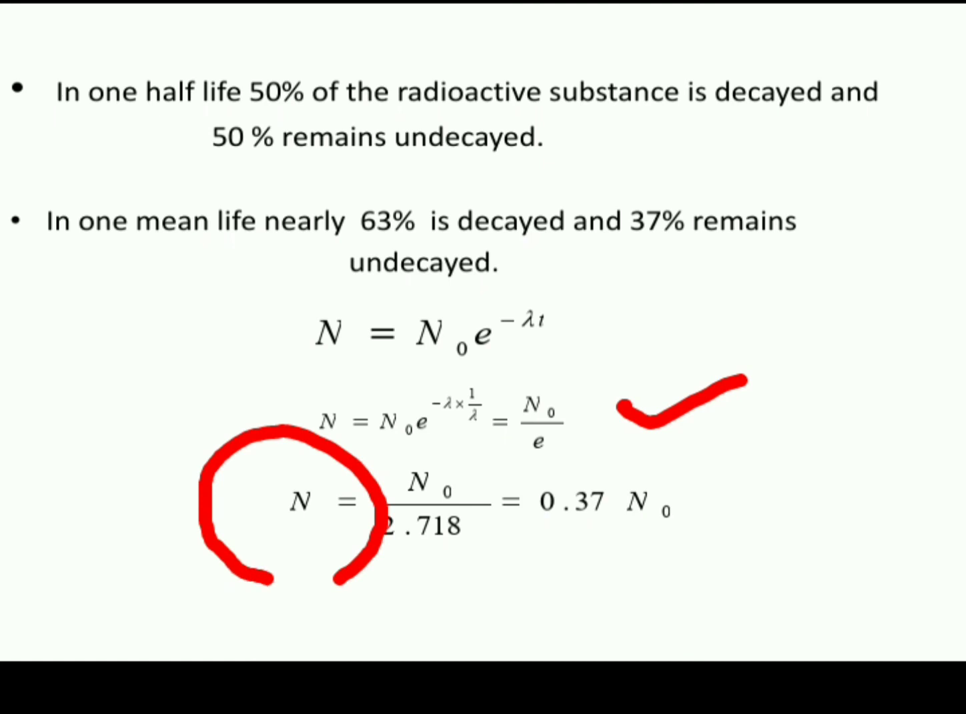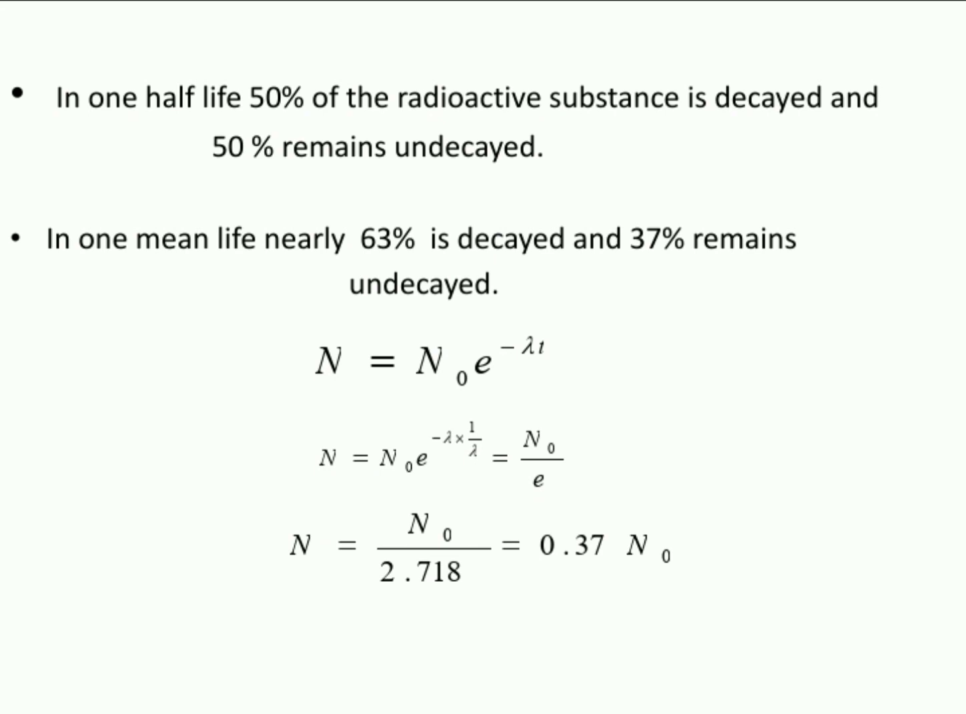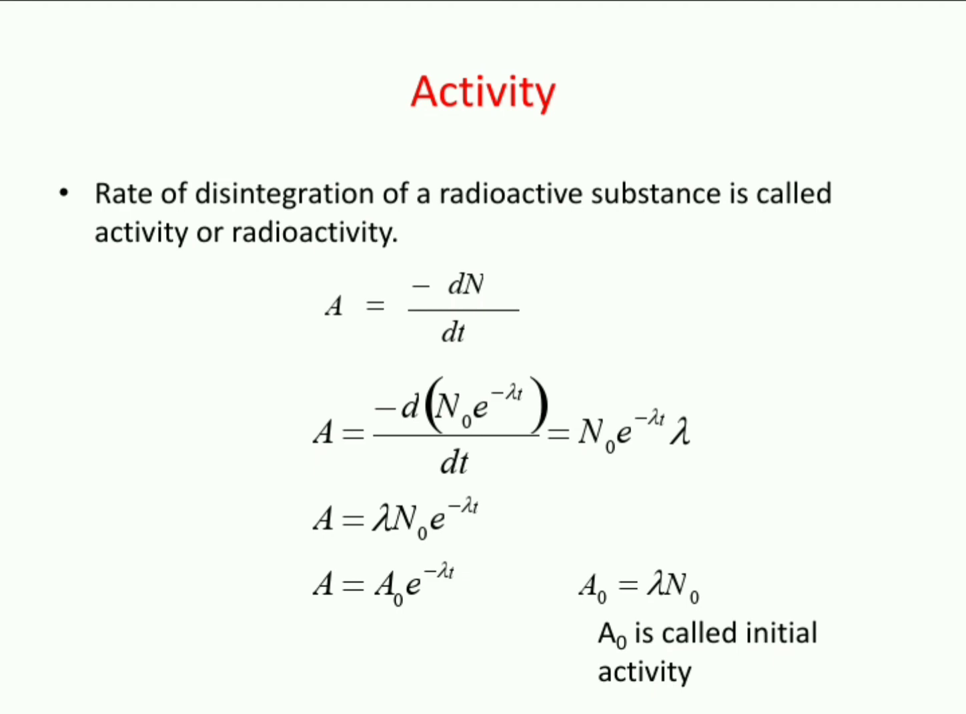Remember, this will give you the number of undecayed nuclides, which is 0.37 times N naught, or I can say 37% is remaining undecayed. So what percentage has decayed? 100 minus 37, that's 63%. So in one mean life, 63% is decayed, and in one half-life, 50% is decayed. So these 2 points you can remember. So this is regarding radioactive disintegration law, half-life and mean life.